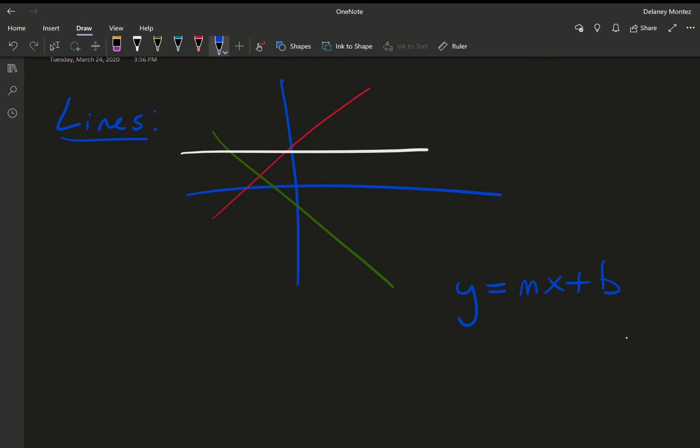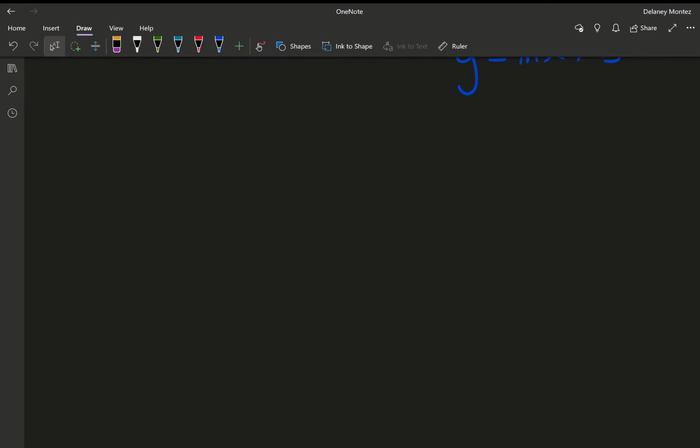So for example, in our case for the red, the line has a positive slope, so it's going to be going up and to the right. In the case of green, the line has a negative slope. And what about the case of white? Well, there's no slope. So let's just remind ourselves what exactly slope is.